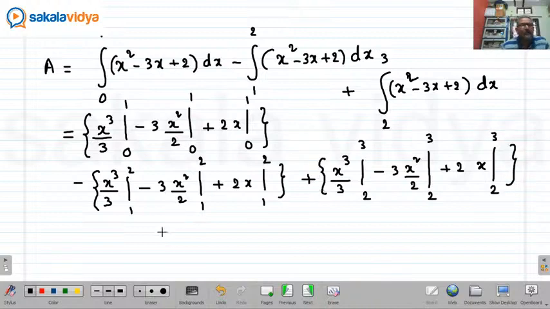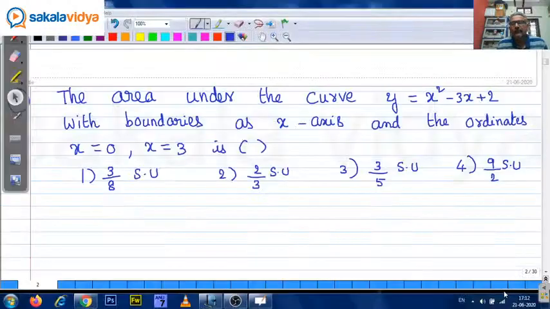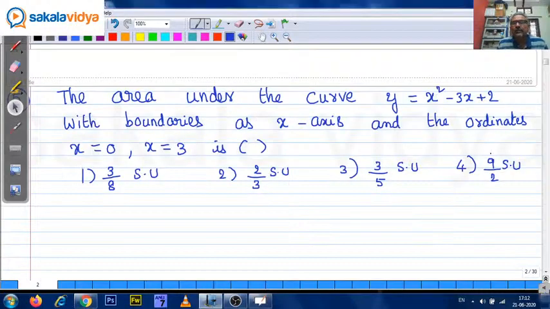So apply limits. After simplification, definitely we will get 9 by 2 square units, which you can check. The rest of the work you do it, because I also need to calculate it, but in the options you will be getting 9 by 2 square units. So here 9 by 2 square units is the answer. If you do direct integration you will get 0.